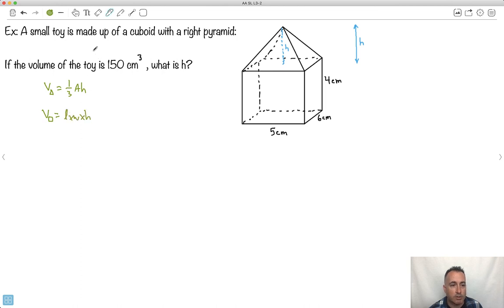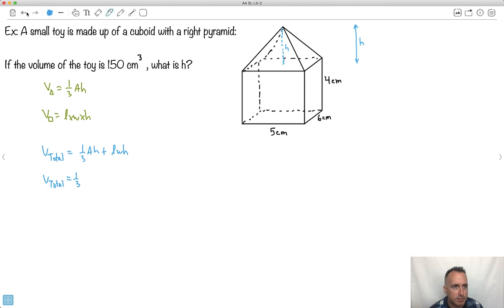Now, what's the total volume? It will just be these two things added together. So I'll write V total in blue. It will just be the 1/3 AH plus the L times W times H. So let's go ahead and do that and put in the real numbers I need here. So V total will be 1/3 times, now what's the area of the base?